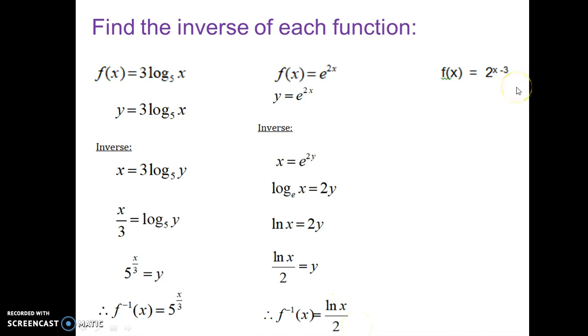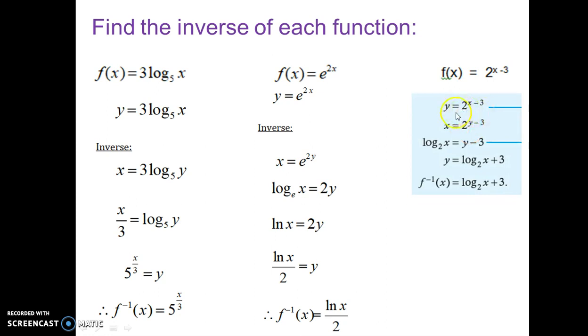And last one here. All right, here we have the function. Here's the inverse. The x and y have been switched. This can be written as log base 2 of x equals y minus 3. That 3 has then been added to this side to get this. And that is now our inverse function. It began as exponential, now it is an inverse, same base, 2 and 2.